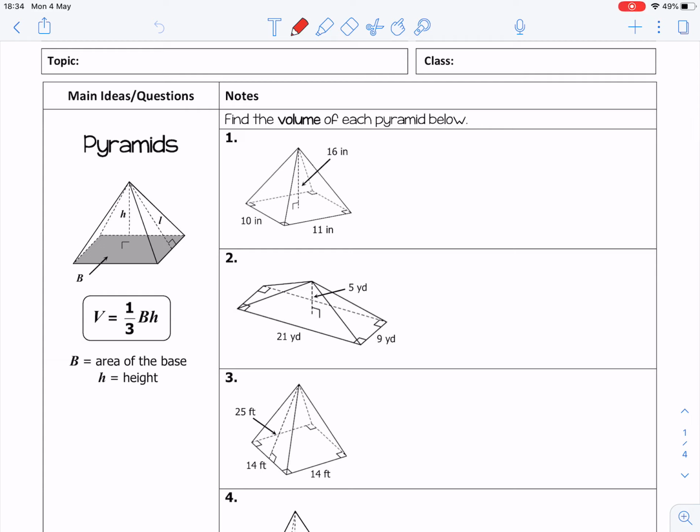Hey everyone, this is going to be 10.8. It's going to be on volume again, except this is going to be on volume of pyramids and cones. So first we're going to start with the volume of pyramids.